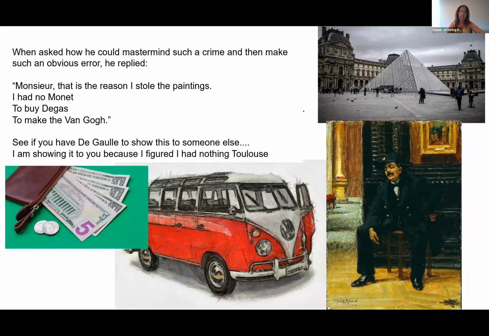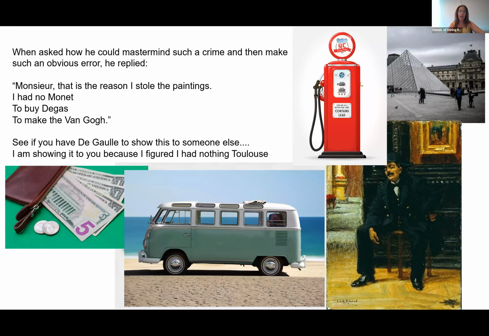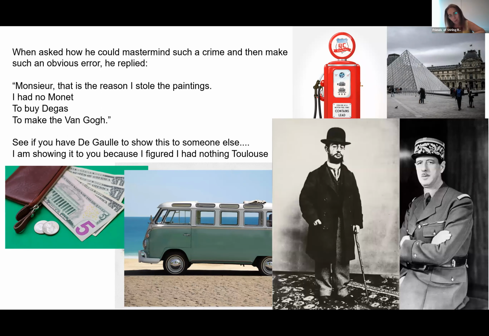I had no money to buy Degas, to make the Van Gogh. See, you have the goal to show this to someone else. I am showing it to you because I think I had nothing to lose." So I thought I would begin this class with this joke, and I hope you had enjoyed it. I cannot hear you laugh, but I'm sure that you laughed in your houses.